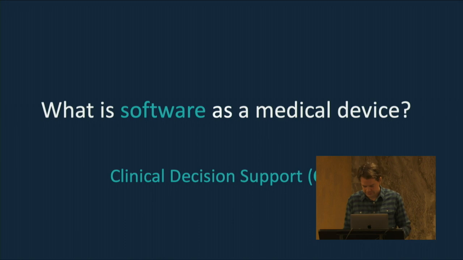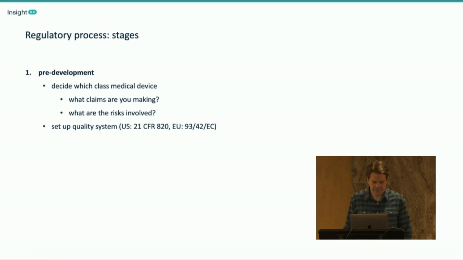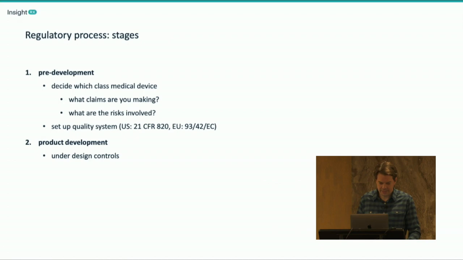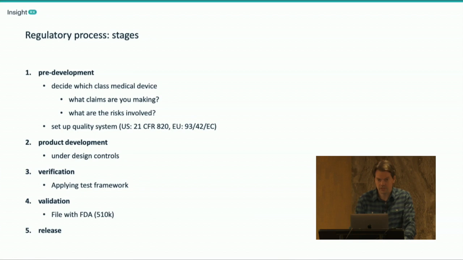If you decide to build a medical device, most likely you will go through the following stages. In the pre-development stage, you decide which class of medical device you're going to be and what claims you are making. This is also the stage where you set up a quality system. In the next stage, you begin development of your product under design controls, under the quality system that you developed. Then in later stages, you apply the verification framework that you set up. Before you file with the FDA, you do some validation with actual users. And then you should be good to release this into the wild.